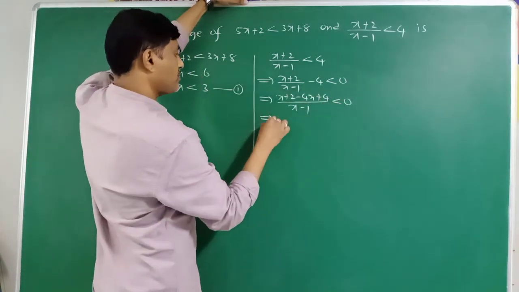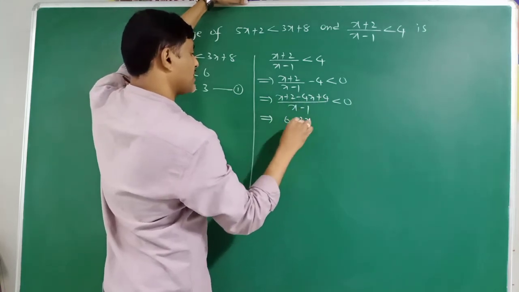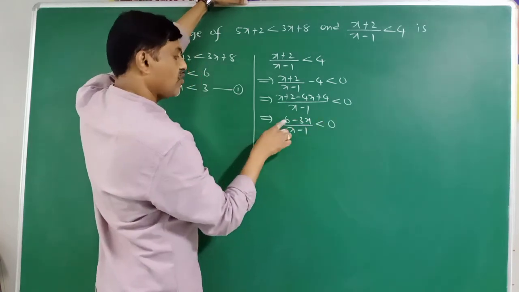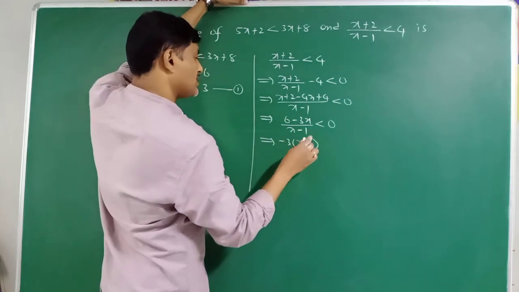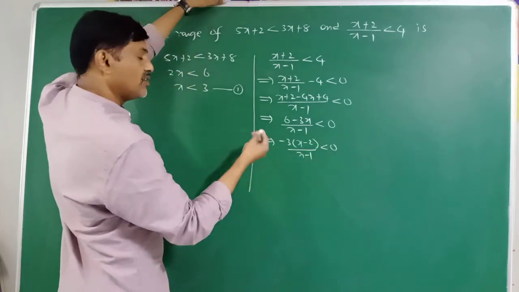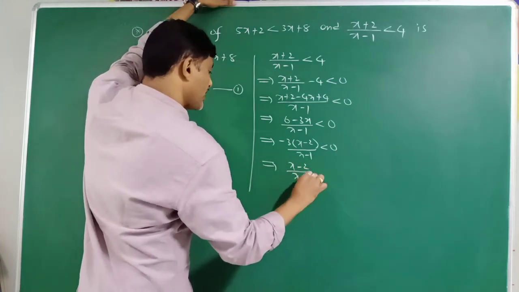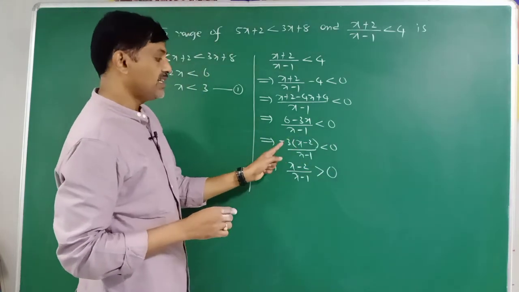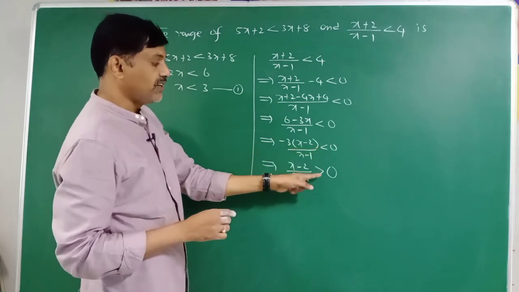is less than 0. This implies 2 plus 4, that is 6, minus 3x by x minus 1 is less than 0. Minus 3 is common, so minus 3 of x minus 2 by x minus 1 is less than 0. Now multiply with the minus; 0 by 3 is 0, but here we have minus, so the inequality will change. Less than becomes greater than.